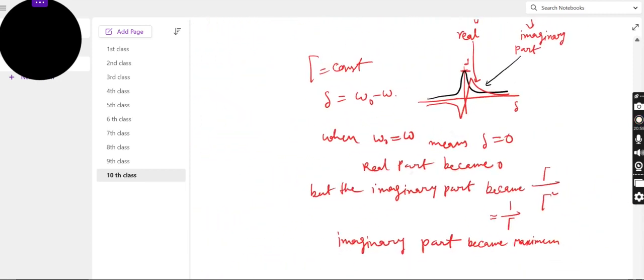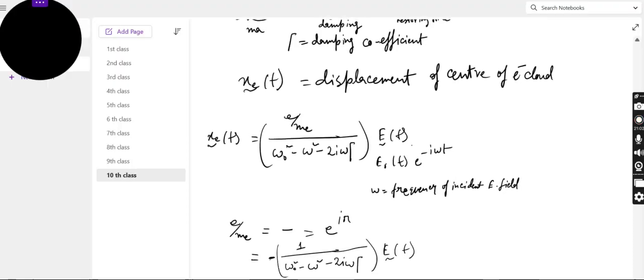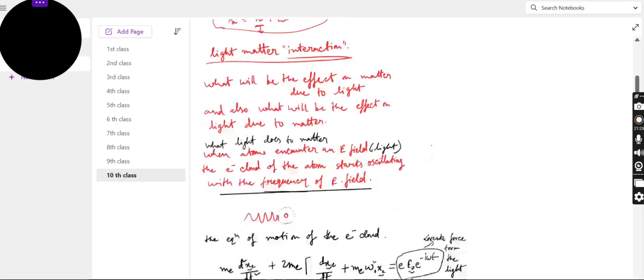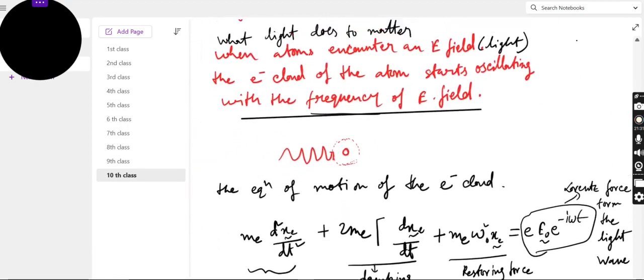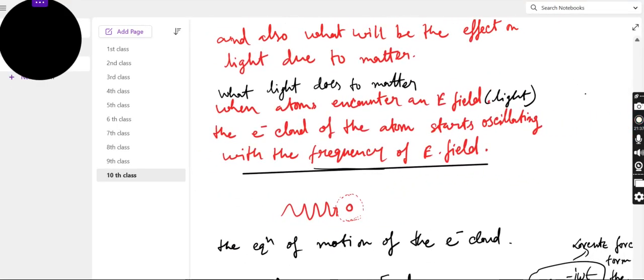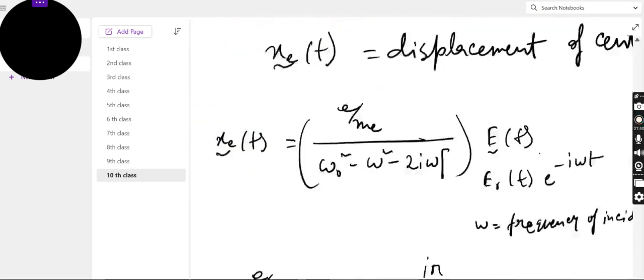So this is what an electric field does to matter. When an electric field is incident on a molecule or atom, they polarize first. The electron cloud and nucleus have to be polarized, and you will get to know that. And then the electron cloud starts oscillating with the frequency of the electric field, and if the natural frequency is already equal to the electric field frequency, then we'll get the resonance.